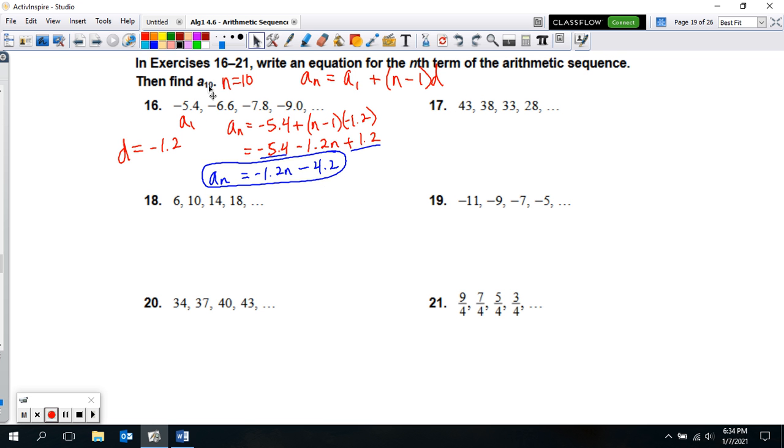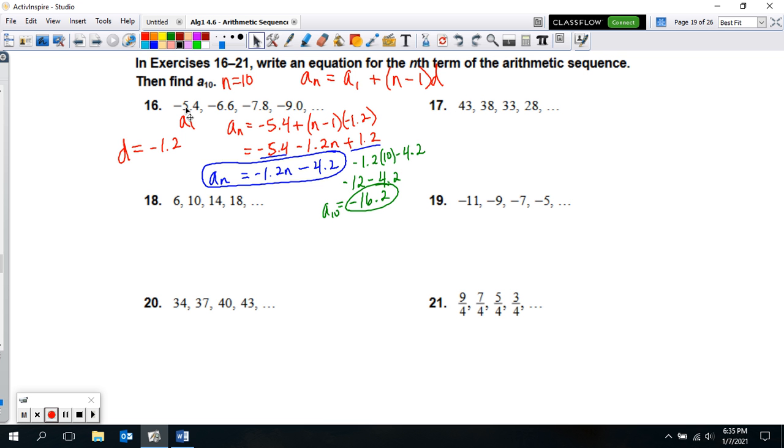Next thing now is to plug 10 in for n. So we're going to be doing negative 1.2 times 10, then minus 4.2. So let's try that. Just plug 10 now in for n, and that's going to give us a negative 12 actually right here when we multiply first. Negative 12 minus 4.2, and we're going to just get a bigger negative. So you kind of add 4.2 to 12, that's going to give you 16.2. So it's negative 16.2 for the 10th term.